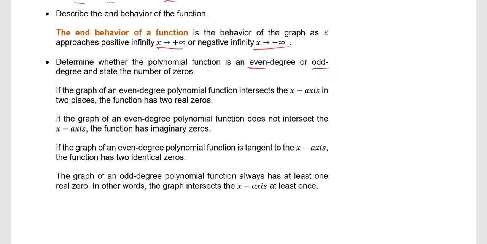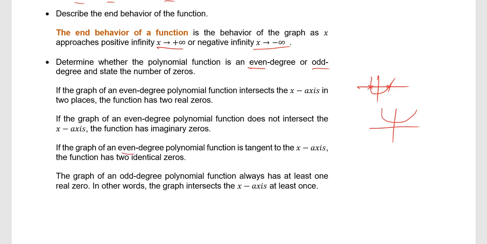Now, for even degree polynomial functions, if the graph intersects the x-axis in two places, the function has two real zeros. For example, a parabola like this. If the graph of an even degree polynomial function does not intersect the x-axis, the function has imaginary zeros. So if the parabola is up here and doesn't intersect the x-axis, the zeros are imaginary.